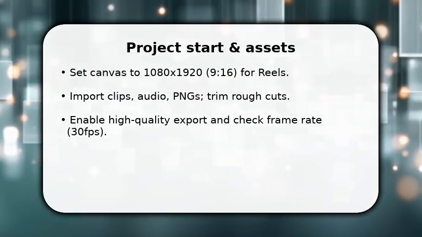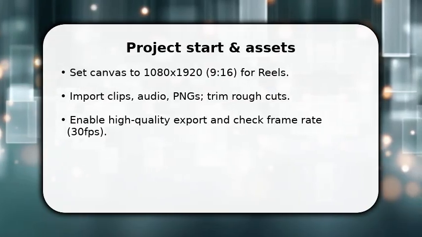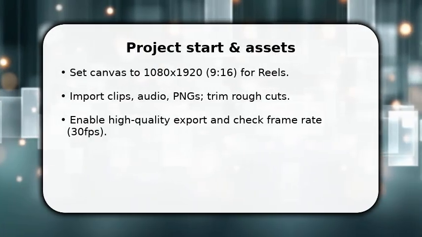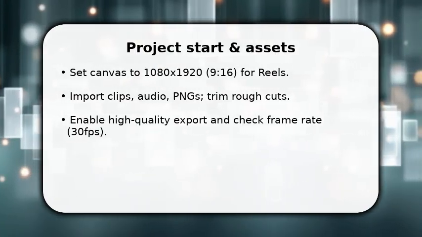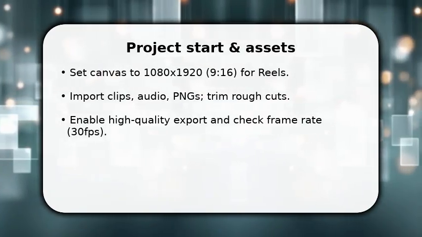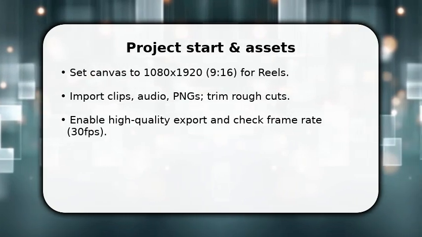Make sure the project frame rate is 30 FPS and high-quality export is enabled. This prevents stutter and compression artifacts. Once done, label layers and lock background layers to avoid accidental edits while you build transitions and timing.